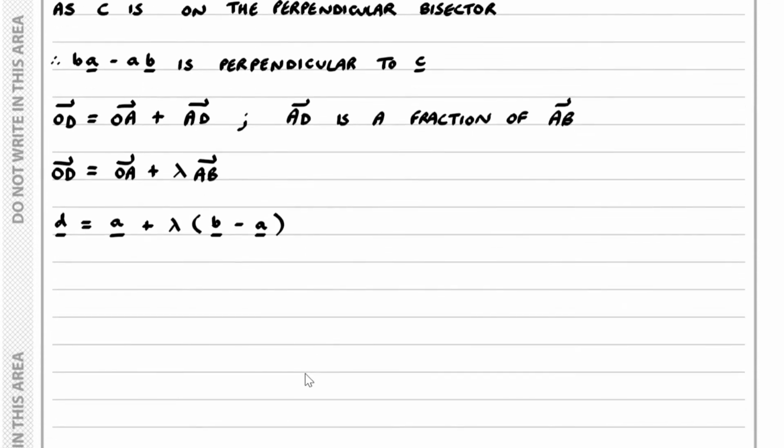And now we can therefore conclude d is equal to, now if I think about how many a's I have, I've got 1 minus lambda of them, and then I have 1 b.